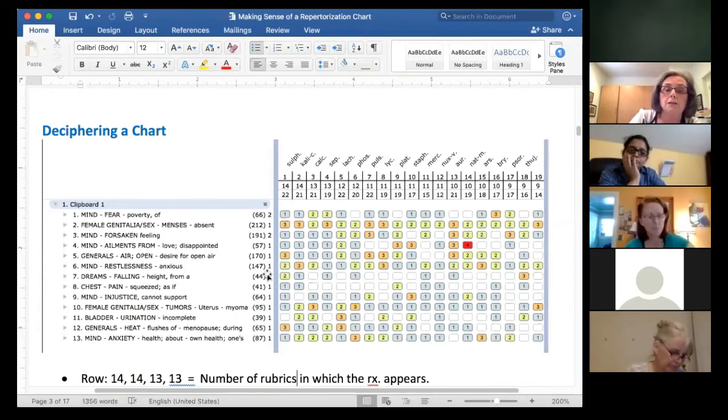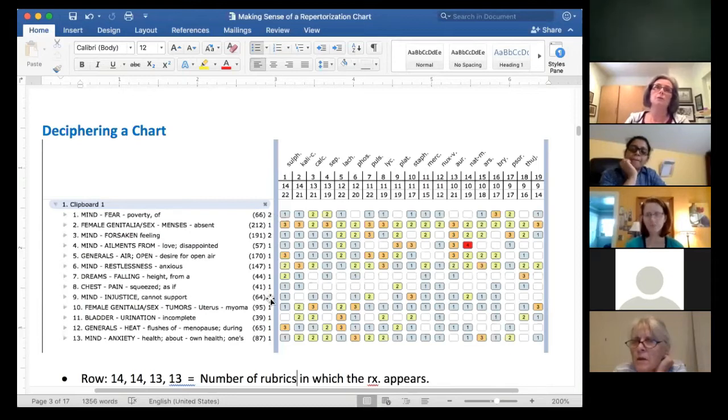Now Vithoulkas talks about intensity, and some people do repertorizations and never look at intensity. Everything is an intensity of 1, but this is an option that you have. And in the repertorization charts that we're going to look at, I've used an intensity of 1 in all of them, just so that it doesn't get confused. But I just want you to know that that's available to you, and you can do it yourself.